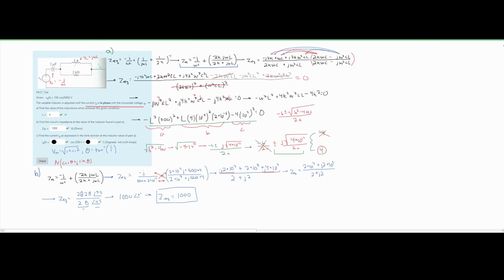For part C, we are asked to find the current I of G as expressed in the time domain as the inductor value for part A. Well, we know that our current I of G is in phase with our sinusoidal voltage V of G. And since it's in phase, we are going to have the same max value and we're going to have the same angle. Think of it as if we were to draw a graph like this.